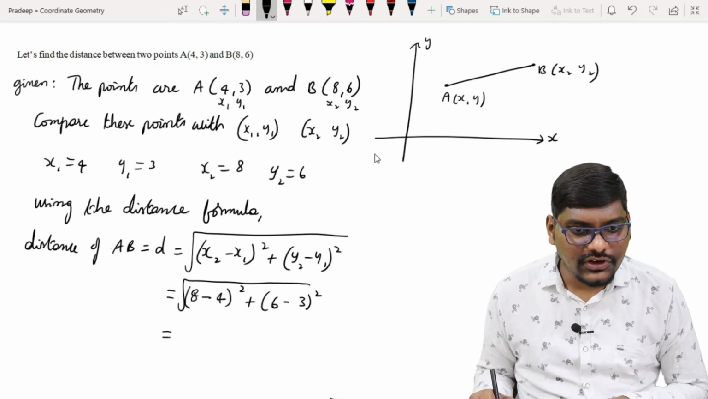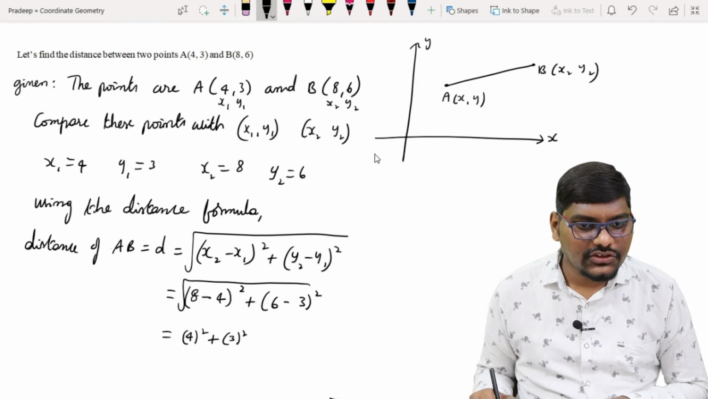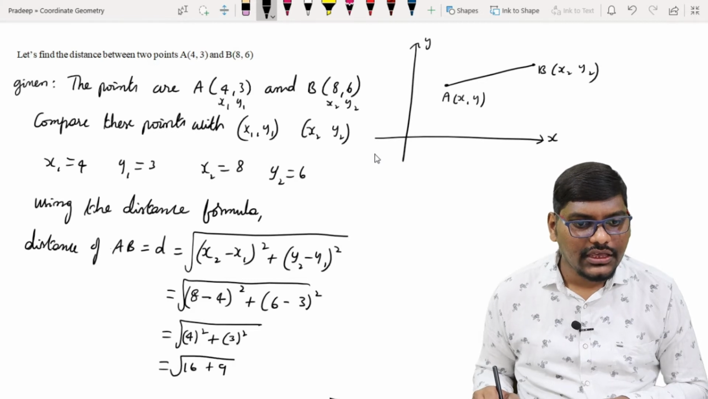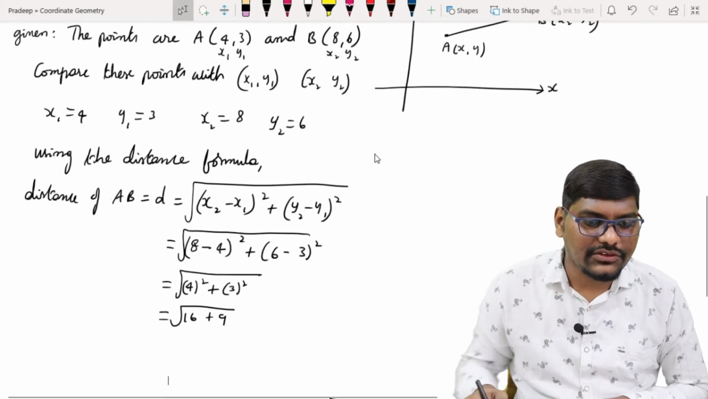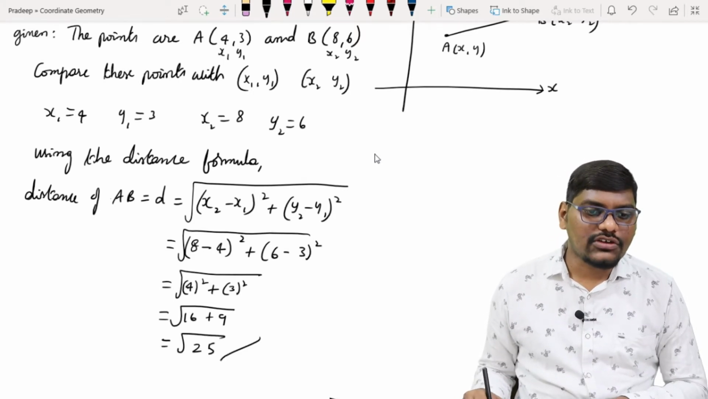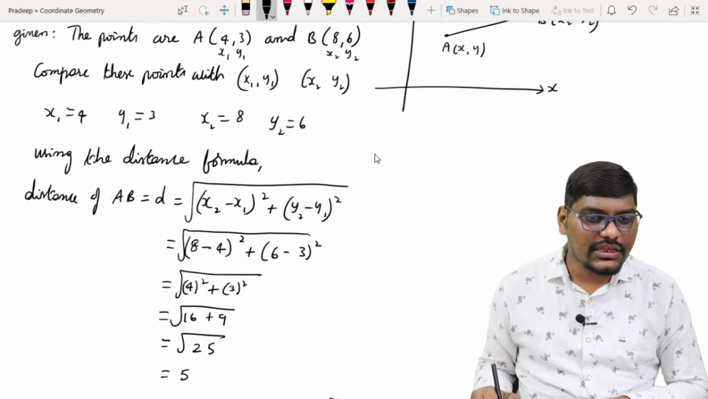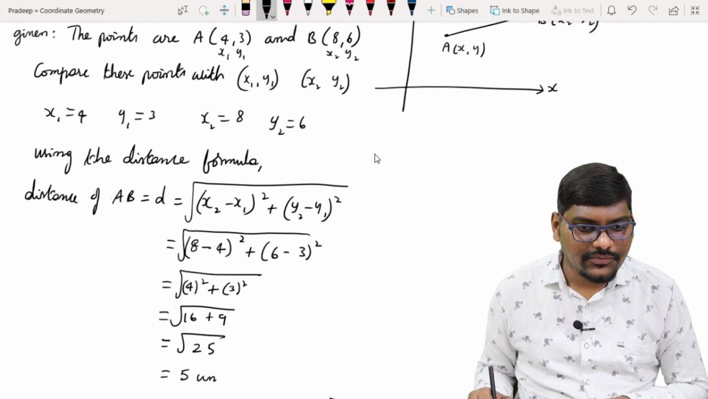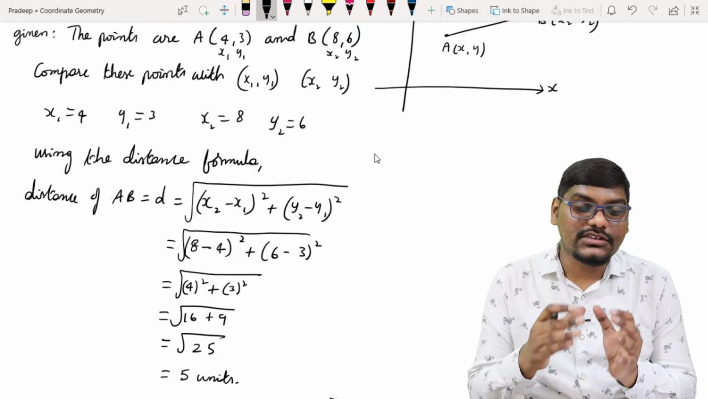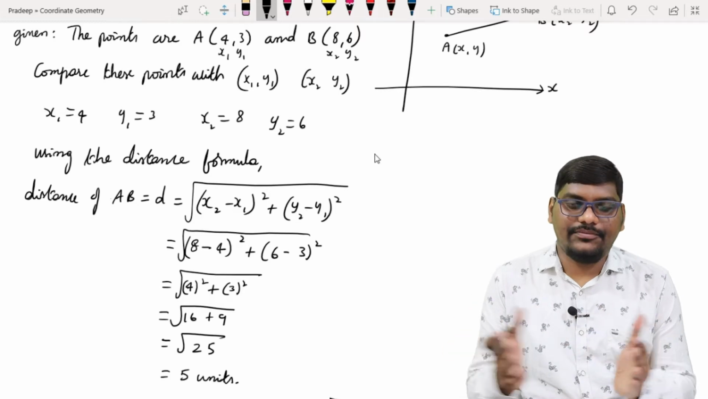Now 8 minus 4 is 4, so this is 4 square. 6 minus 3 is 3, so this is 3 square. 4 square is 16, 3 square is 9. So we get root of 16 plus 9, which is root 25. Square root of 25 is 5. So the distance between AB is 5 units. We have just found the distance between 2 points, point A to point B. Let's see the next form.